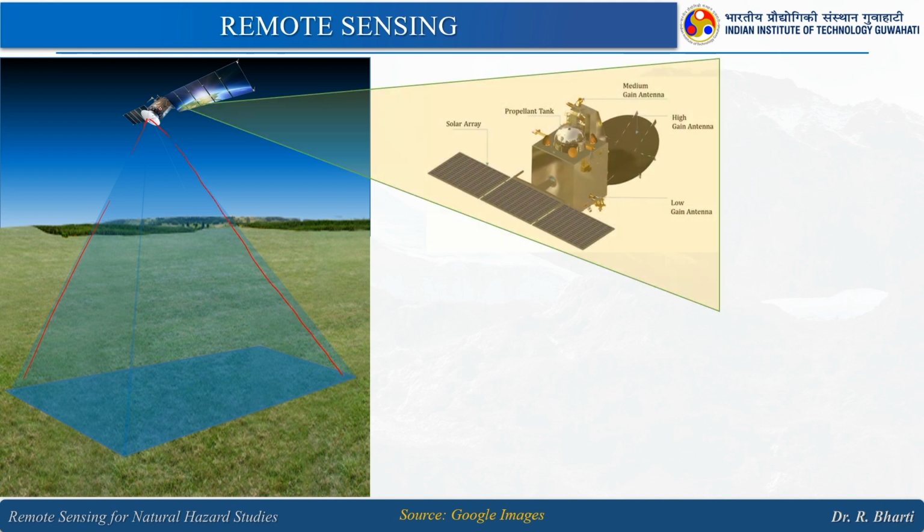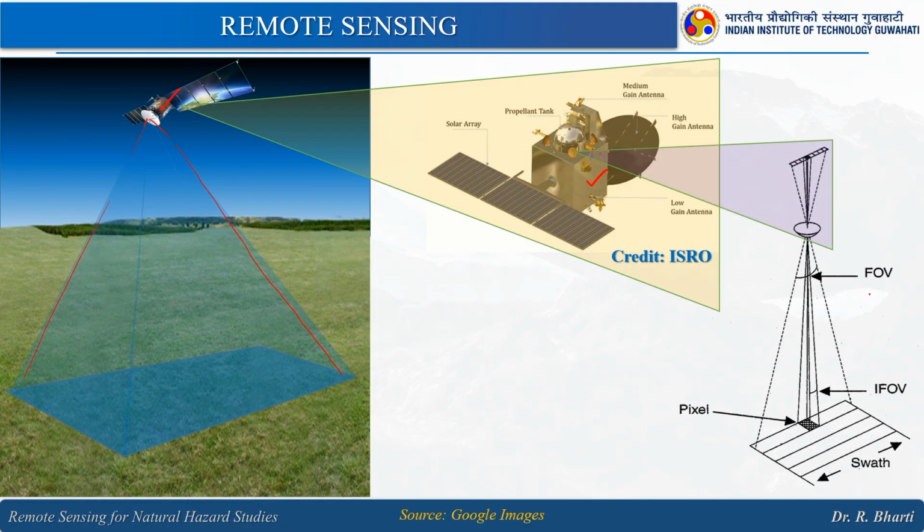So this is a carrier. Now when you have the payload, this is the payload. Now these payloads are basically a bundle of detectors arranged in such a way that they are sensitive to a particular wavelength, and they are capable of generating different images captured in different wavelengths at the same time.